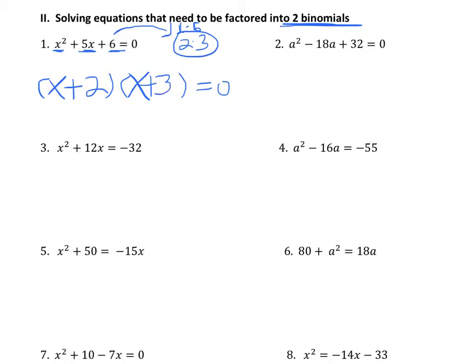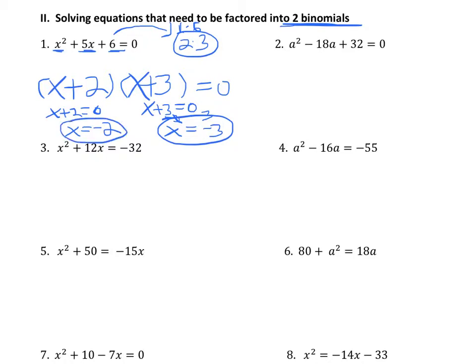And then if I set each of these equal to 0, we'll have x plus 2 equals 0 and x plus 3 equals 0. So then you subtract 2 from both sides, and we get x equals negative 2. Subtract 3 from this one right here. If I subtract 3, I'll show this work. So you get x equals negative 3. So these are the two solutions: x equals negative 2 and x equals negative 3.